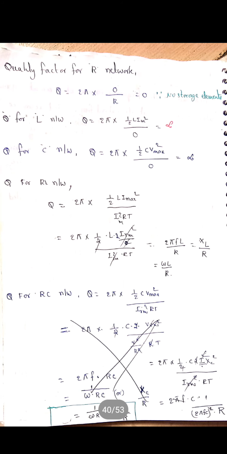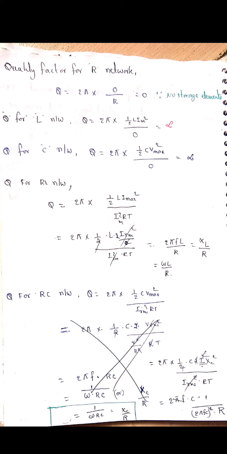If I consider quality factor for a pure resistive network, there are no storage elements, so quality factor is equal to 2 pi into energy stored because of storage elements, which is 0, divided by energy dissipated because of the resistor, I square R or any value, but 0 by anything is always 0, so quality of that resistive network is 0.